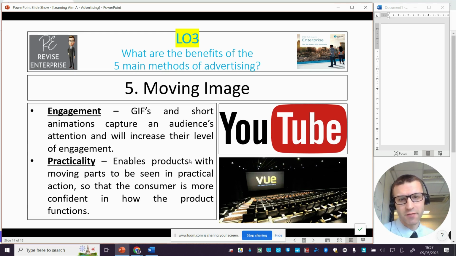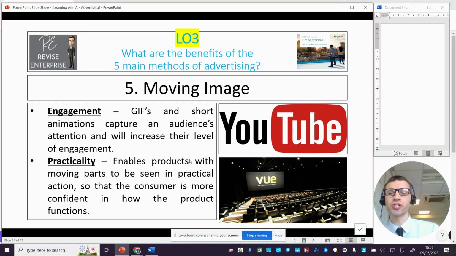Okay, finally, moving image. Potentially some advertising methods here which are a benefit associated with moving image. Number 1 is engagement. So GIFs and short animations potentially could capture the audience's attention, will increase their level of engagement. And number 2, practicality.